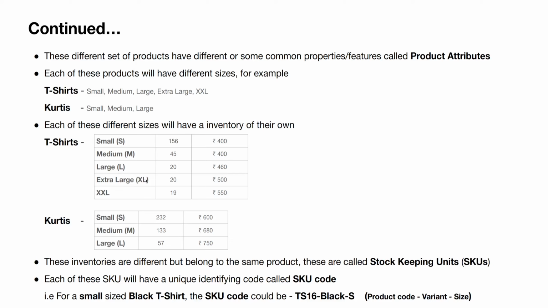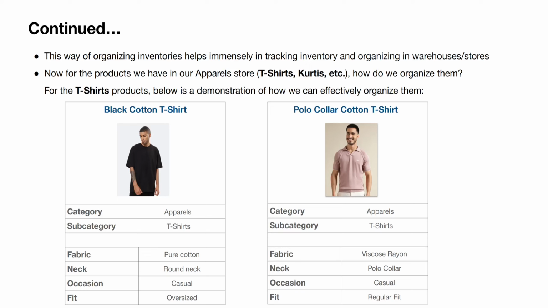Now this was about what are product attributes, SKUs and SKU code, and we also learned about what is product code, variant and size, and how these end up making the SKU code. Now we learned about product and how a product will have a set of product attributes. It will have SKUs, different SKUs, inventories, and these different inventories can have their pricing of their own. But let's learn how we are going to organize them for our store.